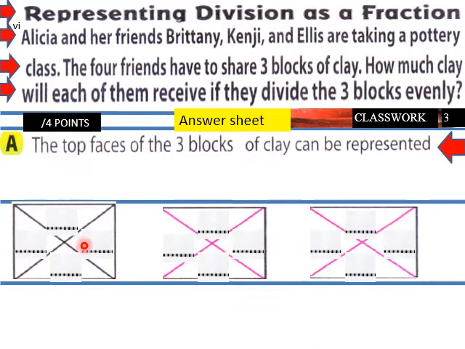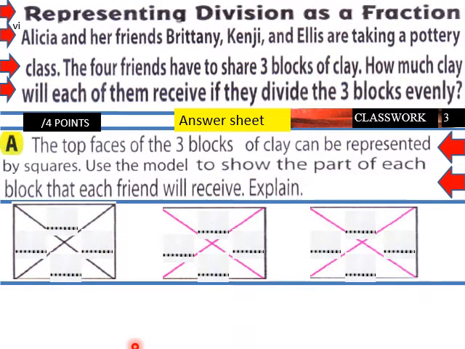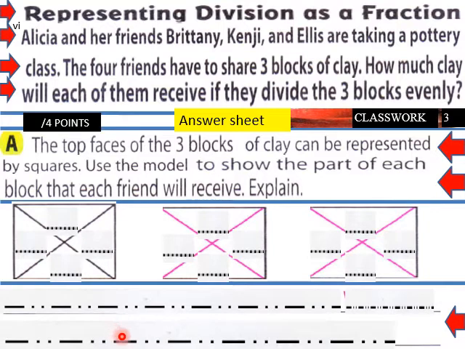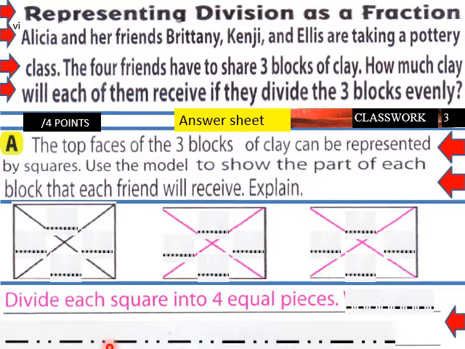The top faces of the 3 blocks of clay can be represented by squares. Use the model to show the part of each block that each friend will receive. Explain. So this is a word and kind of a metacognitive kind of a question here. Divide each square into 4 equal pieces. So you have 3 blocks that need to be split 4 ways.